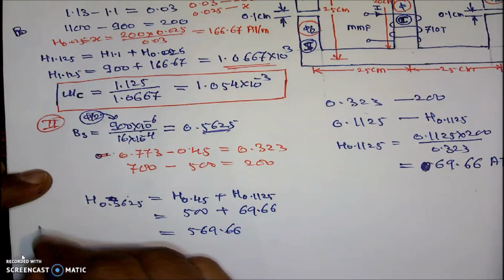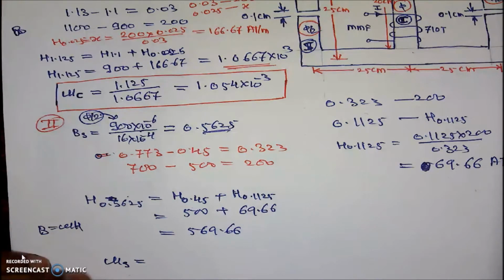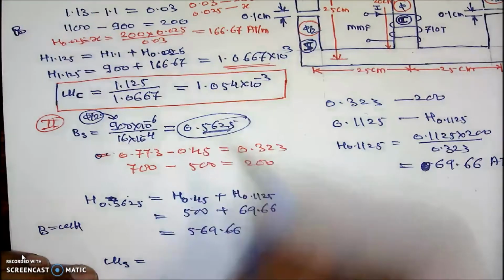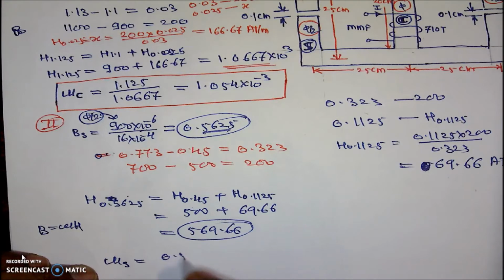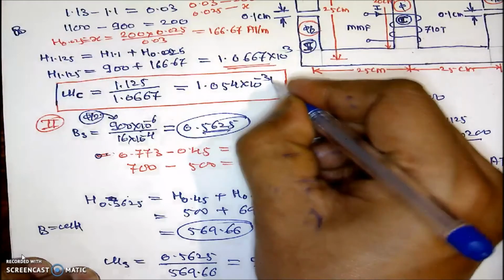Again we will use the formula, b is equal to mu into h, and here we are interested in the mu s, that is mu in the side limb, which is nothing but b, this value, divided by h, this value, that is 0.5625 divided by 569.66. If we calculate this value, the mu for the side limb is found to be 987.43 into 10 raised to the power of minus 6 henries per meter. This is again henries per meter.